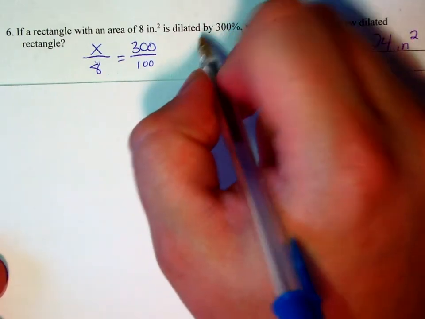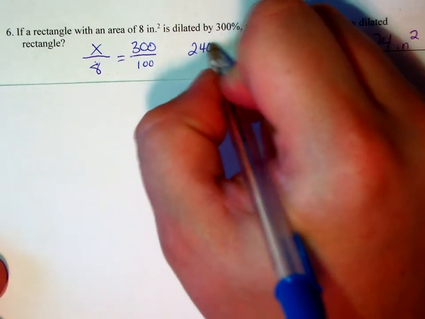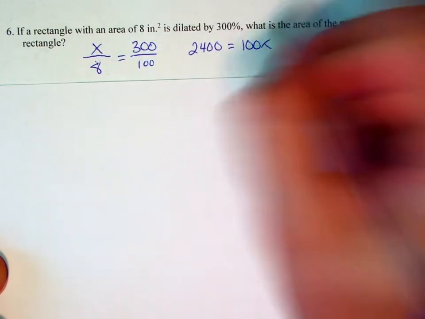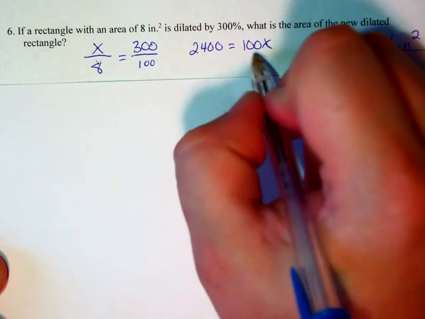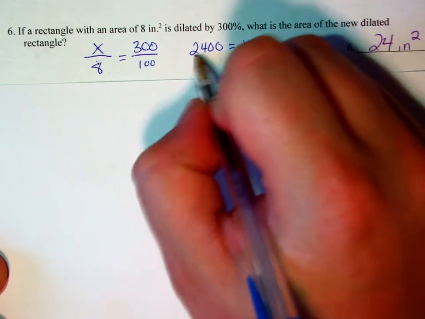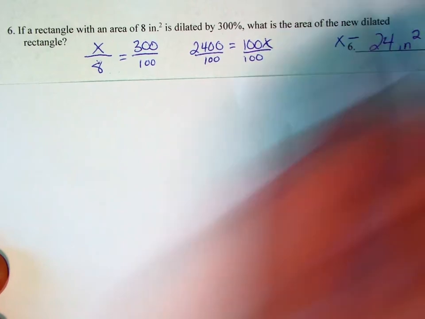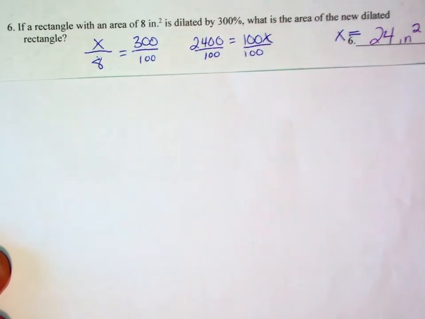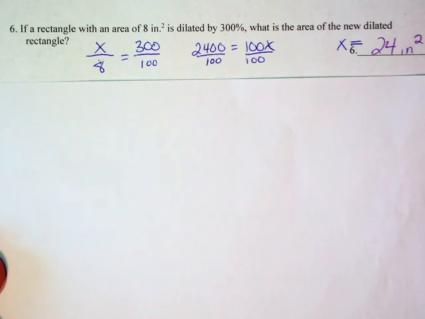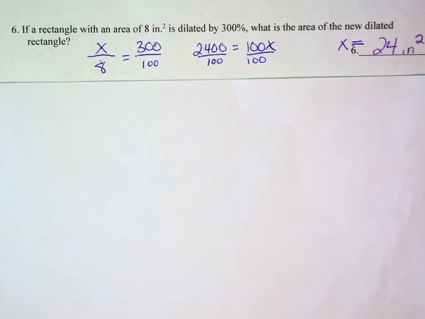8 times 300, 2400 equals 100 times x. 100x. Divide both sides by 100. And we determine that our value for x equals 24. So the area of the newly dilated rectangle is 24 inches squared.